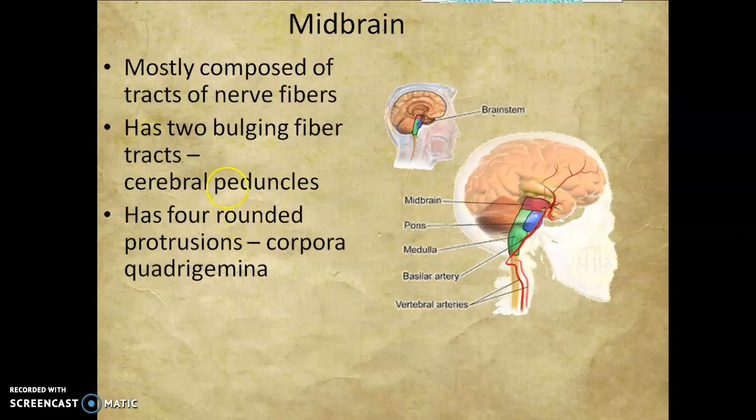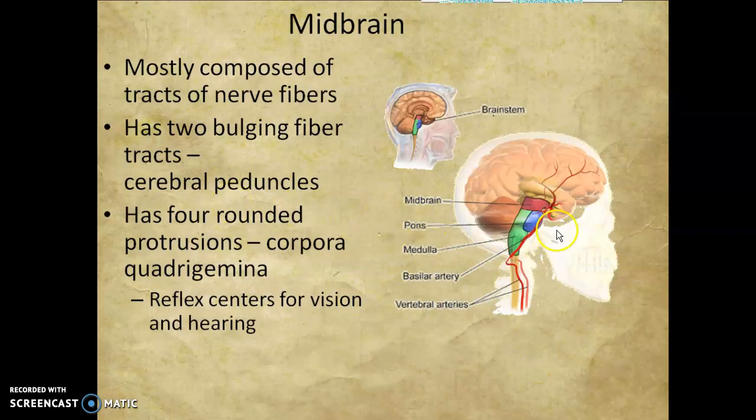It also has four rounded protrusions called the corpora quadrigemina. Whew, we love brain terms in the morning. This is one of the areas where we have reflex centers for vision and for hearing.